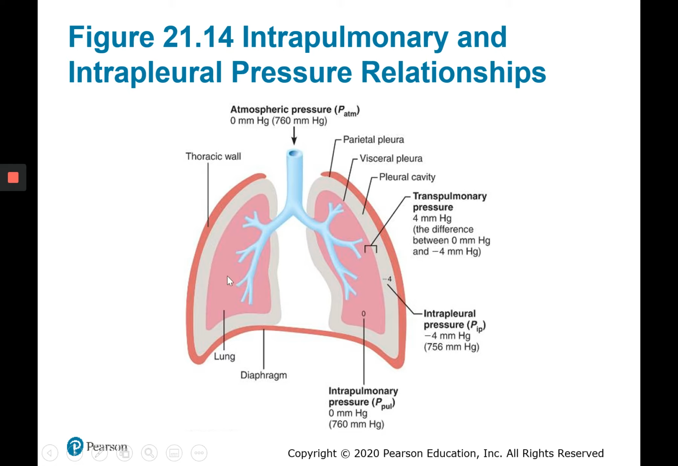So if inside the lungs there was a negative pressure, air would flow from high to low pressure. If inside the lungs there was a positive pressure, air would flow from high to low pressure. So the negative and positive pressures versus atmospheric pressure give you a lot of information for which direction air is going to flow, in or out of the lungs.